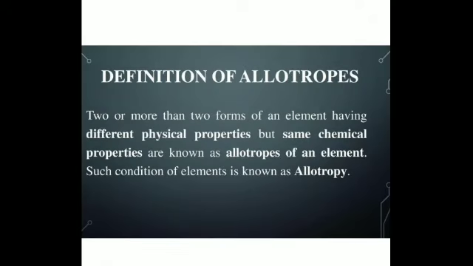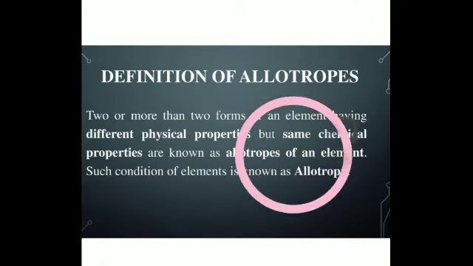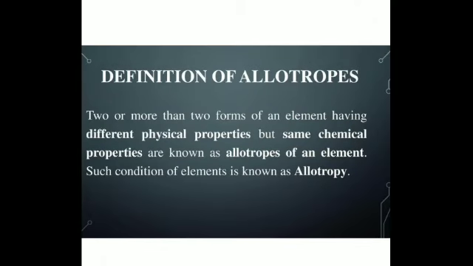Two or more than two forms of an element having different physical properties but the same chemical properties are known as allotropes of an element, and such condition of an element is known as allotropy. Remember, they have the same chemical properties but different physical properties. And what is the reason for this? The reason is their different structures. The difference in physical properties of different allotropes of an element is due to their different structures.